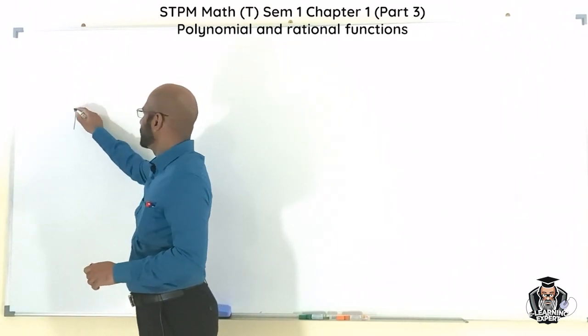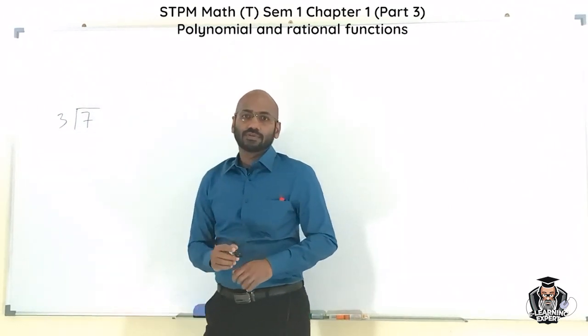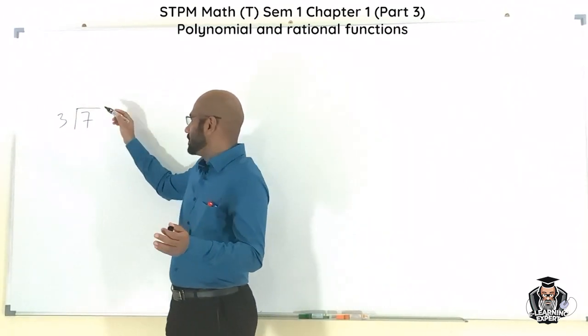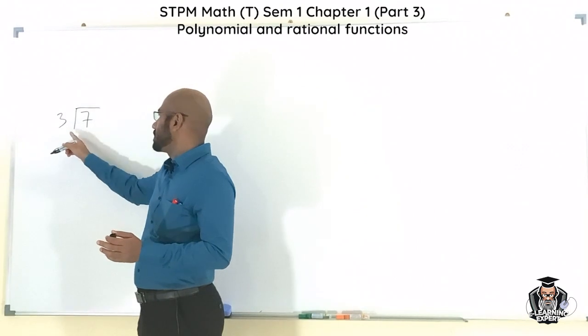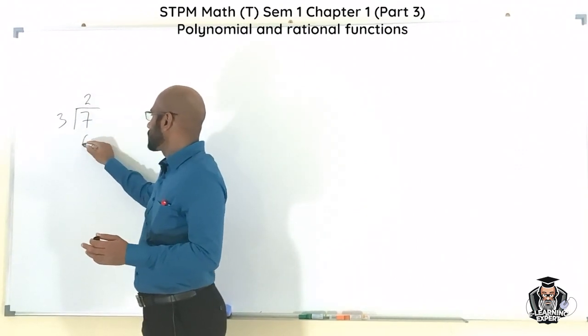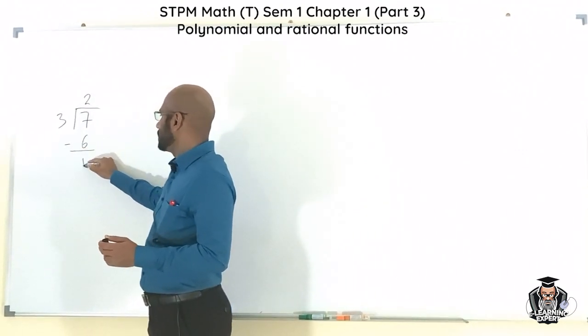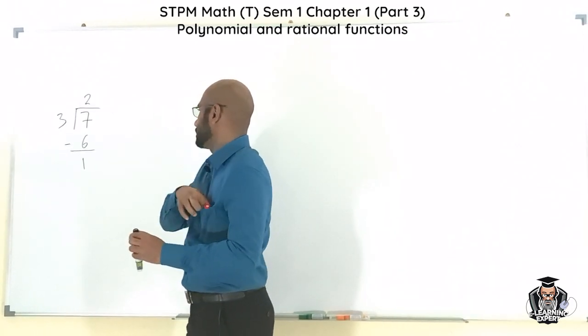Simple as 7 divided by 3. So how do we do the long division here? The closest number in the 3 times table is 6. So 2 times 3 is 6, always a minus, and we have a remainder of 1 over here.